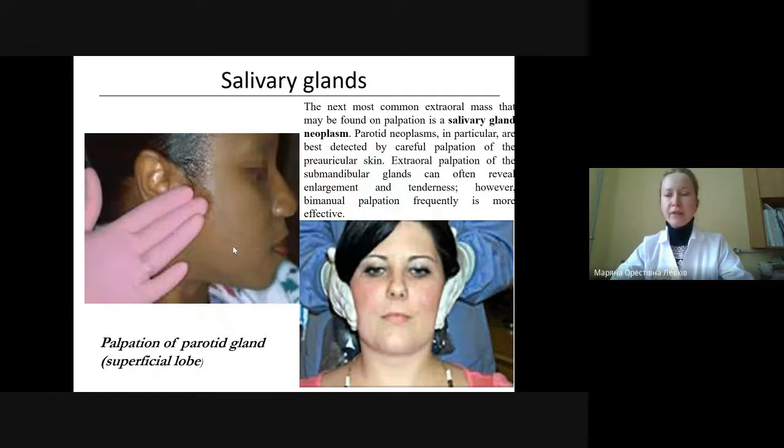Salivary glands. The next most common extraoral mass that may be found on palpation is a salivary gland neoplasm. Parotid neoplasms in particular are best detected by careful palpation of the preauricular skin. Extraoral palpation of the submandibular glands can often reveal enlargement and tenderness. However, bimanual palpation frequently is more effective.